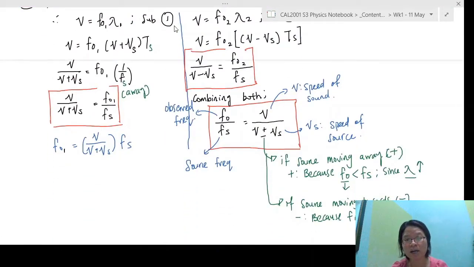And that will help you decide when to use plus and minus by looking at the denominator. If you want the denominator to be big, then the frequency observed is small. Denominator small, frequency observed is big. So it just depends on the ratio.